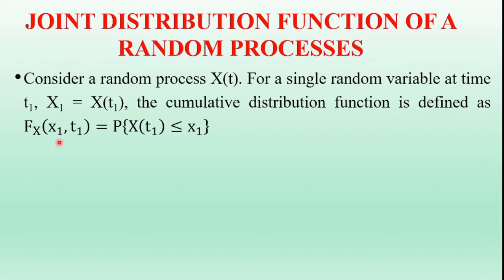Small x1 is the value of the random variable. Capital X is the random variable. Small x1 is the value of the random variable. So at a time t1, the random process is X of t1.